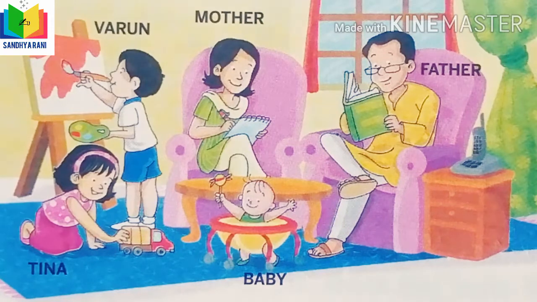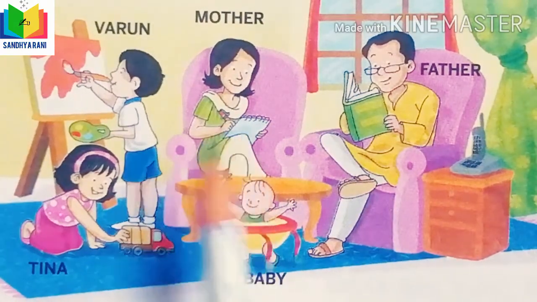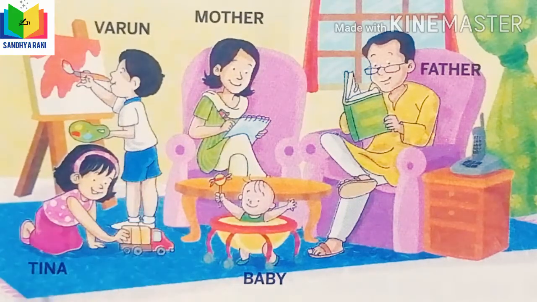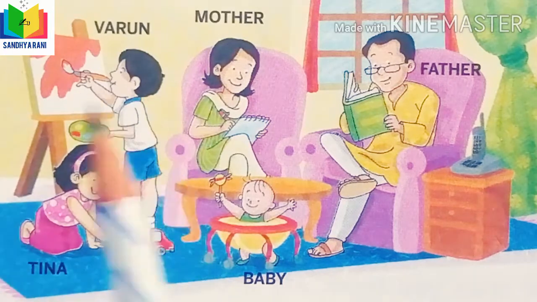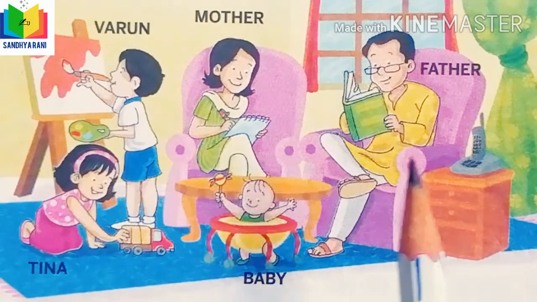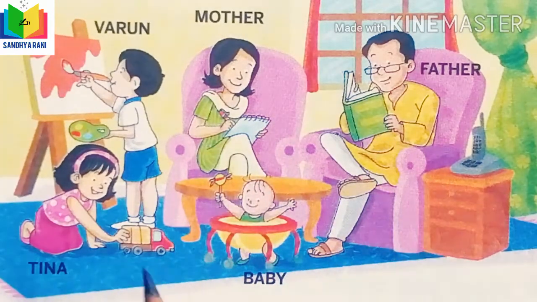Children, before doing this exercise, let us see the persons from the exercise. Who is this? Father. Who is this? Mother. Who is this? Varun. And who is this? Tina. And finally, who is this? Baby. See, Tina is playing with a truck. Varun is painting with a paintbrush. Mother is writing with a pen and father is reading a book and the baby is playing with a rattle.